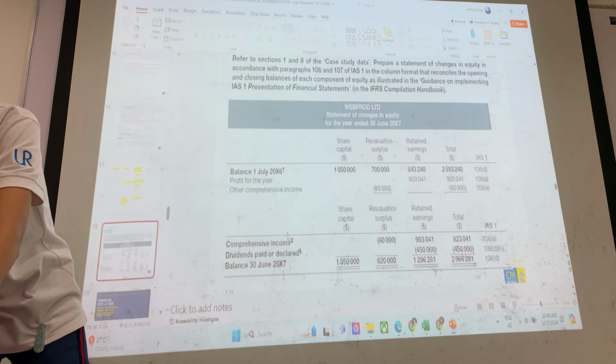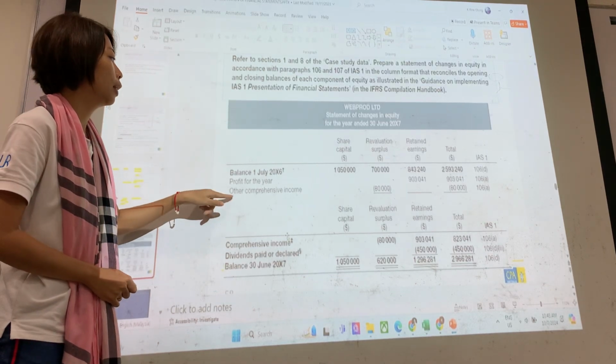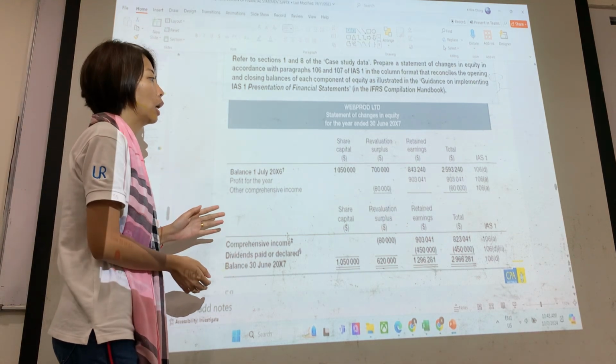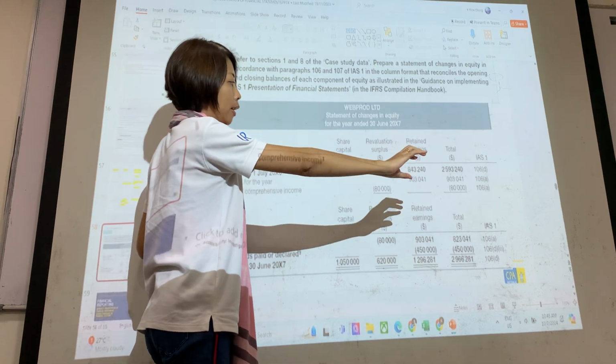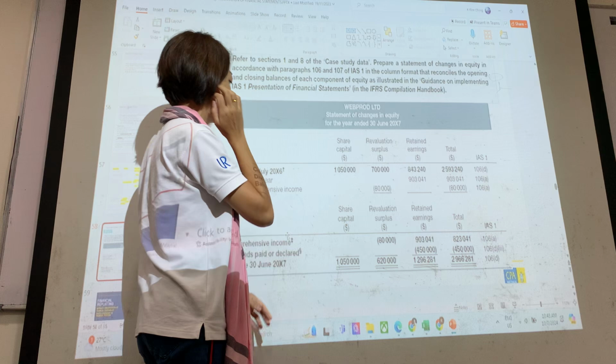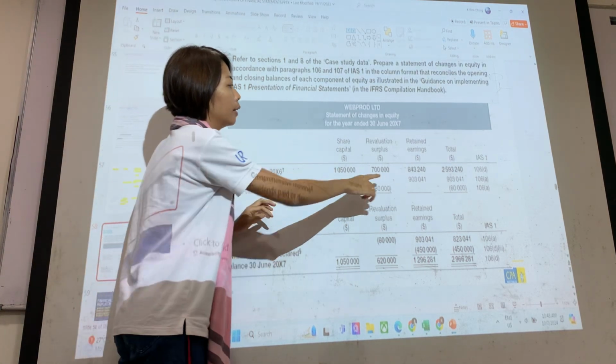Then the second line item will be like this. Some of them will write total comprehensive income and fix it into one line item, that also can. But we want to make it clearer, so we put 2. So profit for the year, 903,000.